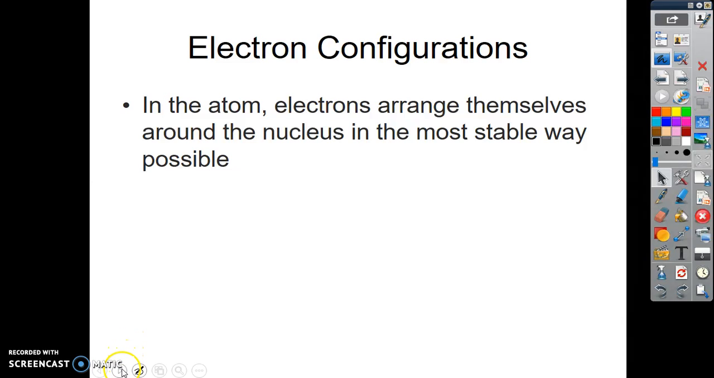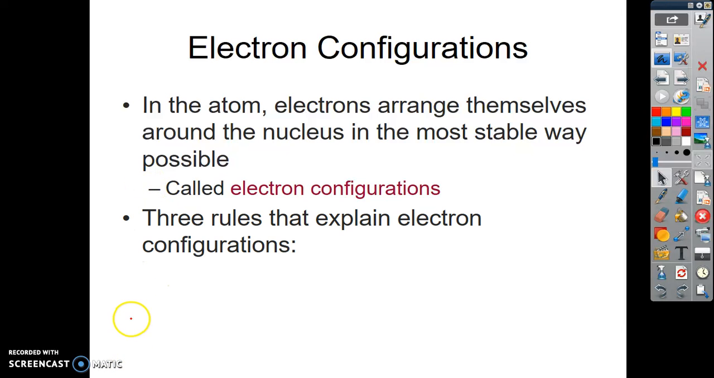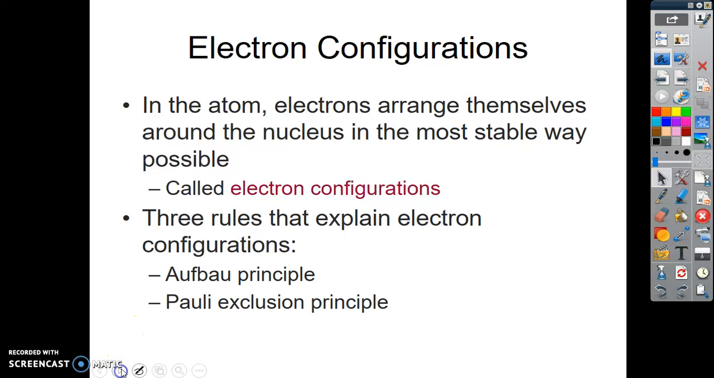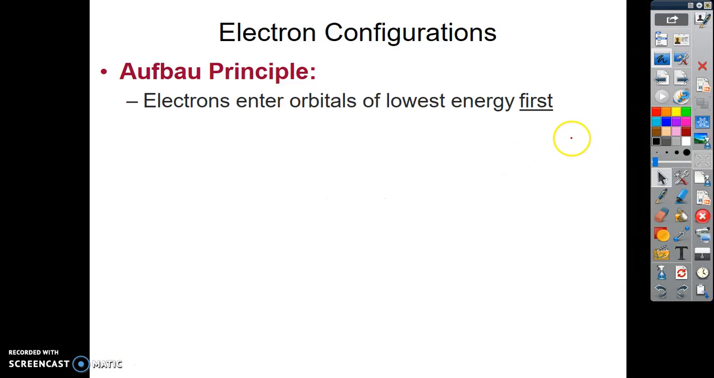Now, atoms tend to arrange themselves in the most stable way possible around a nucleus. And we call where those electrons are an electron configuration. Okay, now there's 3 rules that explain electron configurations: the Aufbau principle, the Pauli exclusion principle, and Hund's rule. Okay, we're going to look at each of these rules individually, and then we'll put it all together at the end here. Okay? Now, the Aufbau principle basically is the order that you would fill in electrons into an atom.